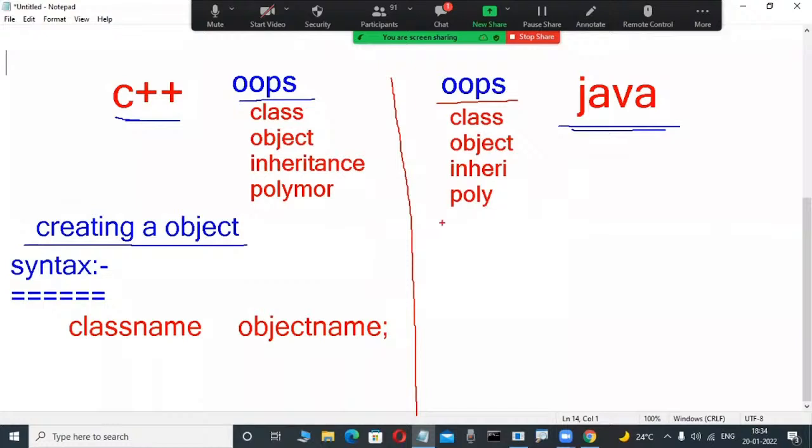Suppose the same creating of an object is there in Java also. Now observe here. Suppose they want to create an object. Some objects, class, something is there. Don't worry. What is that?